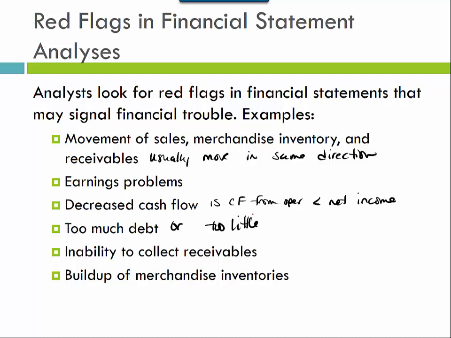The inability to collect your receivables. If you're not collecting on your receivables, that could definitely point to future cash flow problems. So maybe look at the credit terms, maybe look at to whom they're offering credit, all that kind of stuff. And again, if inventories are building up, that says they're not buying the right things. They're not buying what people want, and so that means they're going to have trouble selling them. So those are just some things to look for.